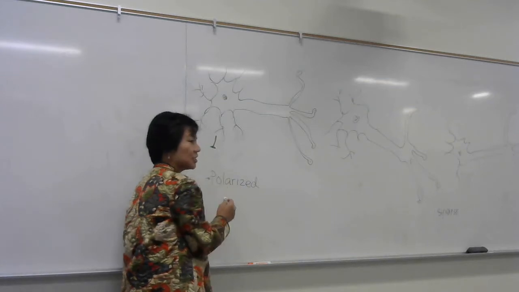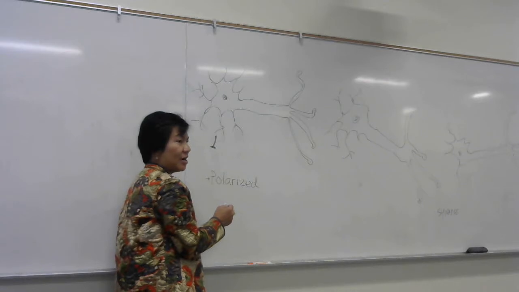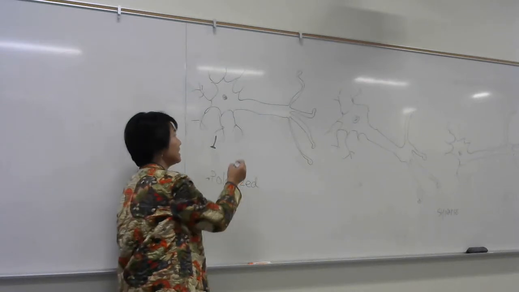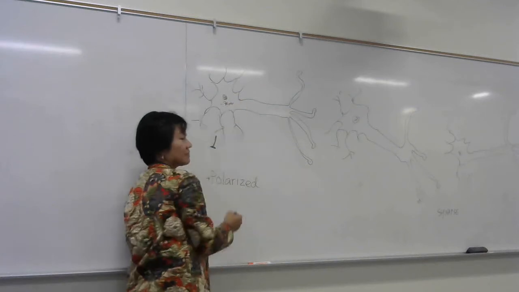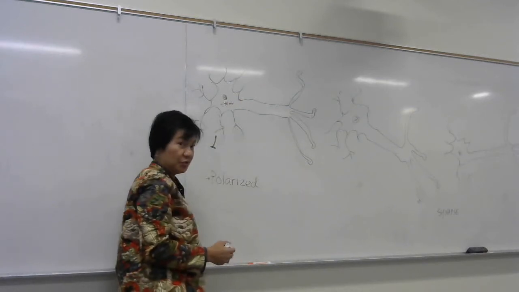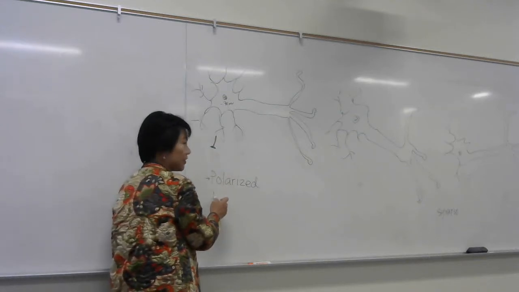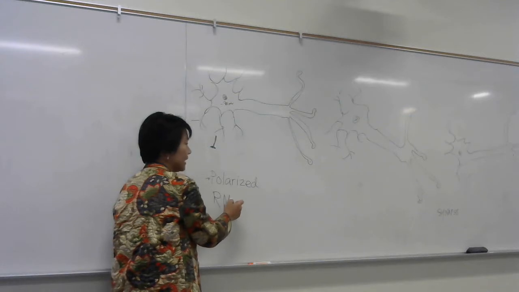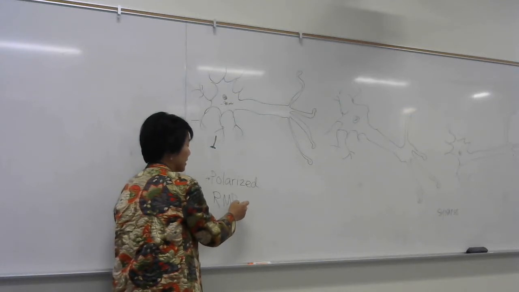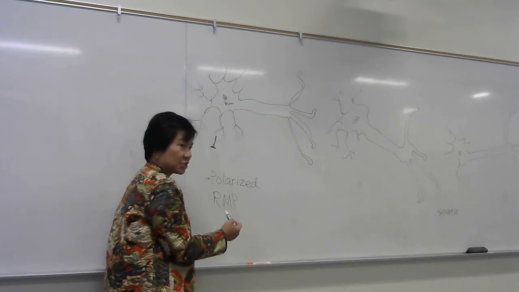There's a difference in charge. Inside is negative, okay? For neurons, that negative charge is minus 70 millivolts. You understand so far? So this minus 70 is referred to as your resting membrane potential, resting membrane potential.